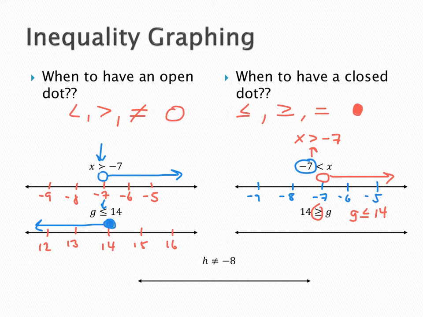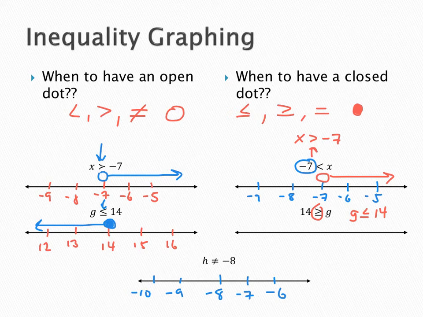And the last one we have, h is not equal to negative 8. So remember this is not equal, so I'm going to go to negative 8 here. Choose two values above and below. What would be my two values above negative 8? Hopefully you're thinking negative 7 and negative 6. And this will be negative 9 and negative 10. Those are values greater and less than.